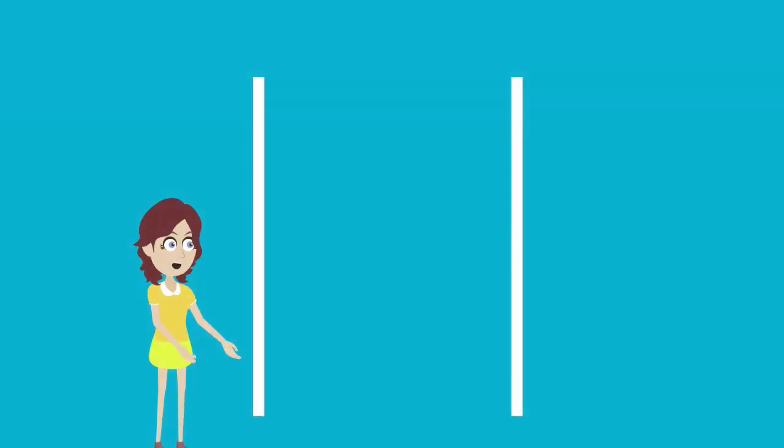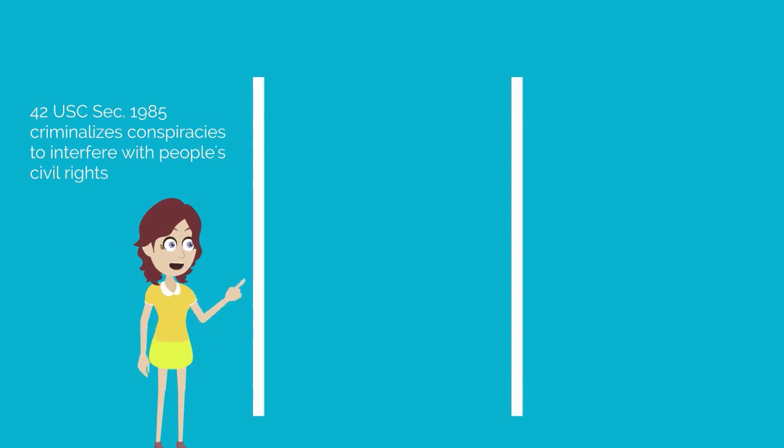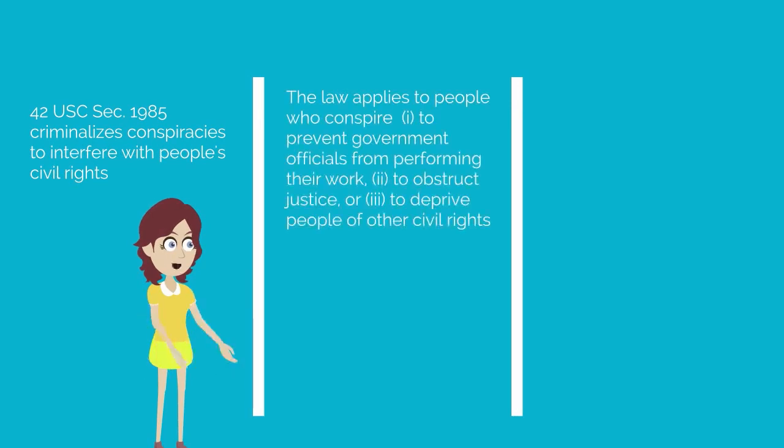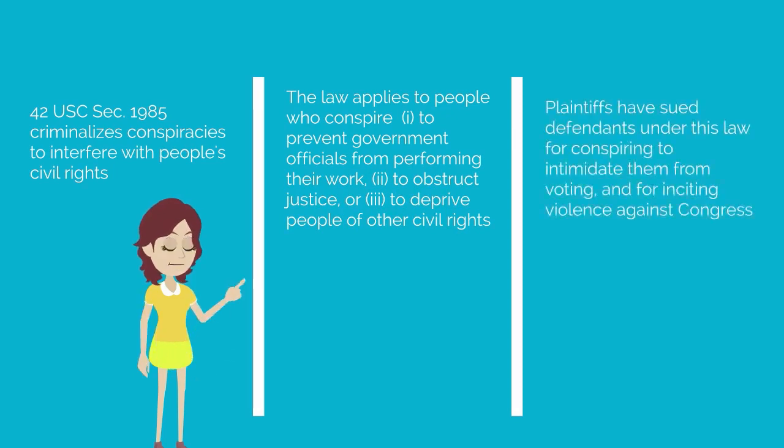To summarize, 42 USC Section 1985 criminalizes conspiracies to interfere with people's civil rights. The law applies to people who conspire to prevent government officials from performing their work, who conspire to obstruct justice, or who conspire to deprive people of other civil rights. Plaintiffs have recently sued defendants under this law for conspiring to intimidate them from voting, and in another lawsuit have sued defendants for inciting violence against Congress.